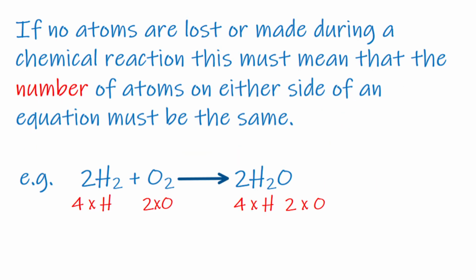If no atoms are lost or made during a chemical reaction, this must mean that the number of atoms on either side of an equation must be the same. Let's look at this example. 2H2 plus O2 goes to 2H2O. There are 4 hydrogens and 2 oxygens on the left of the arrow. On the right, there are 4 hydrogens and 2 oxygens. We'll explain more later how we get these numbers, but this is what the law of conservation of mass is about, and it's important and vital when you're balancing equations.